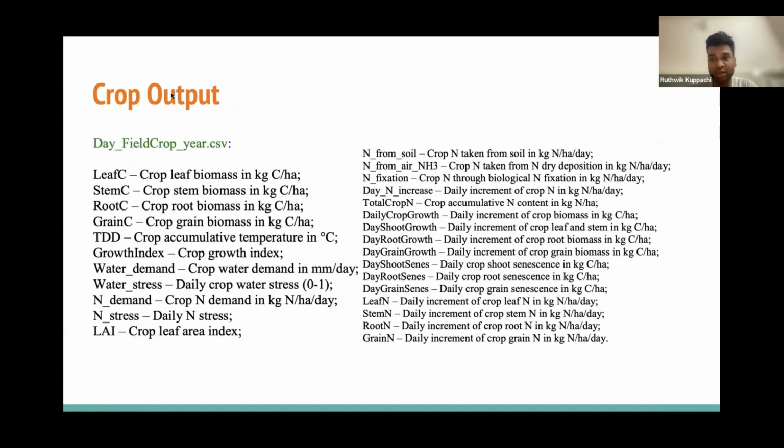This one can be interesting, especially if you're looking at how the crop actually grew throughout the time period. This specific file will give you information about the TDD. It will give you information about the biomass of the crop, of the stem, of the leaf, of the roots. And it also gives information about the daily water stress for the crop and the water demand. So this is information related to the crop.